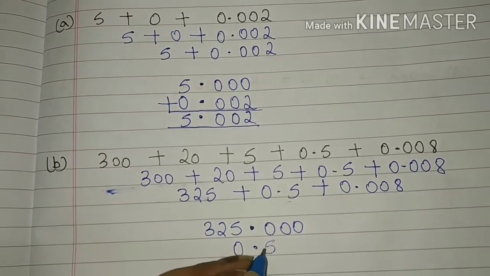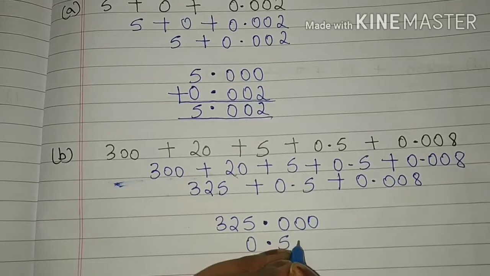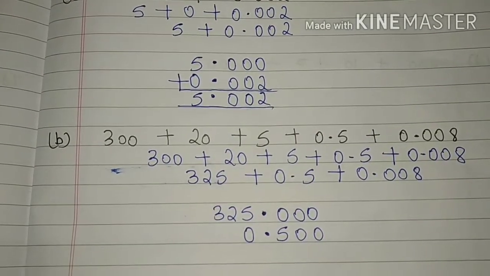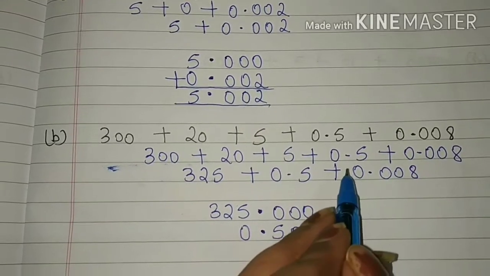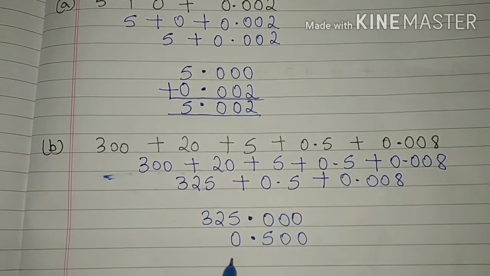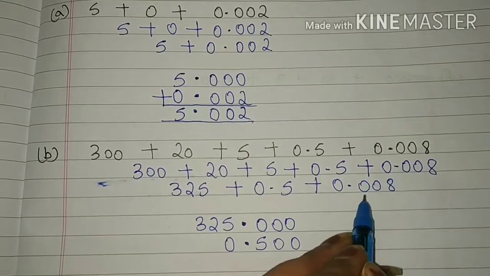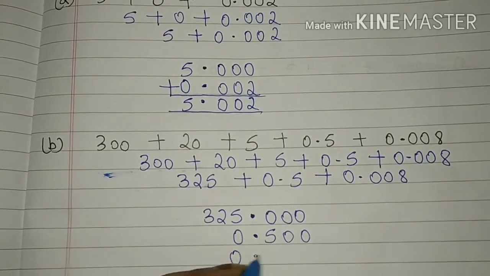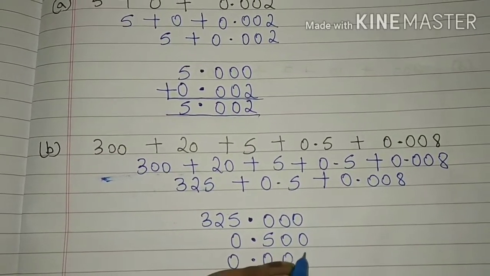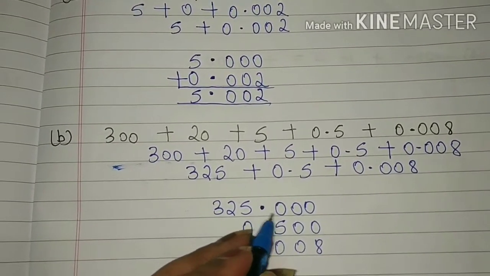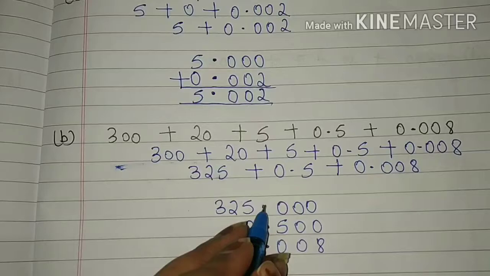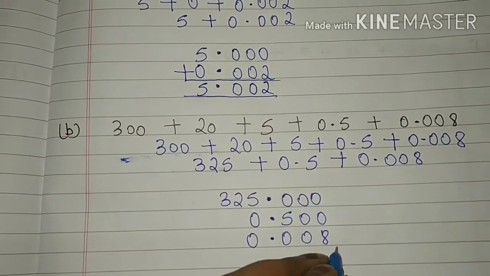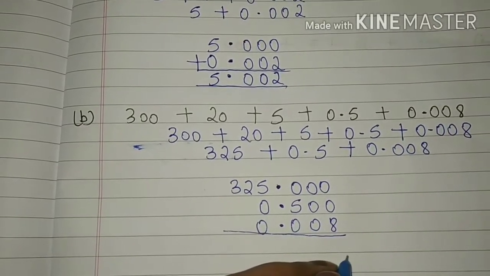0.5. Students, you can write 0 here also just to make our calculation easy. Now students, we will copy down this number here. 0.008. Students, always remember that we will put a decimal point one below the other. Now we will add all these numbers.